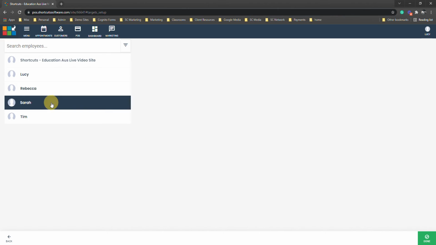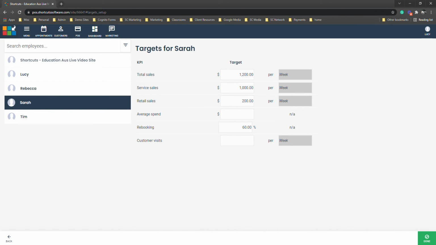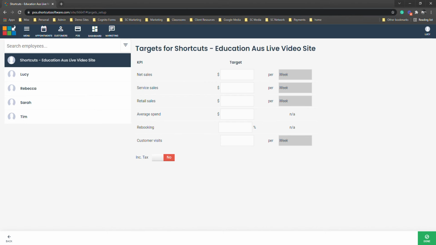Now for Sarah, I've excluded those 2 KPIs and just put in there that the rebooking is 60. And then again, we've got the service, retail, and then total of those 2 up at the top. So what I'll do then is go to business, and we're going to put in the total of Sarah and Lucy together if they're going to reflect what needs to be taken in the business itself.